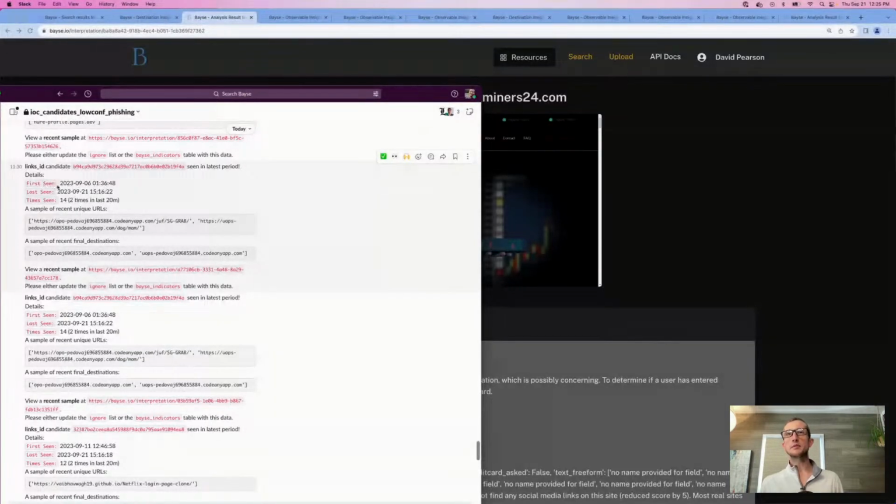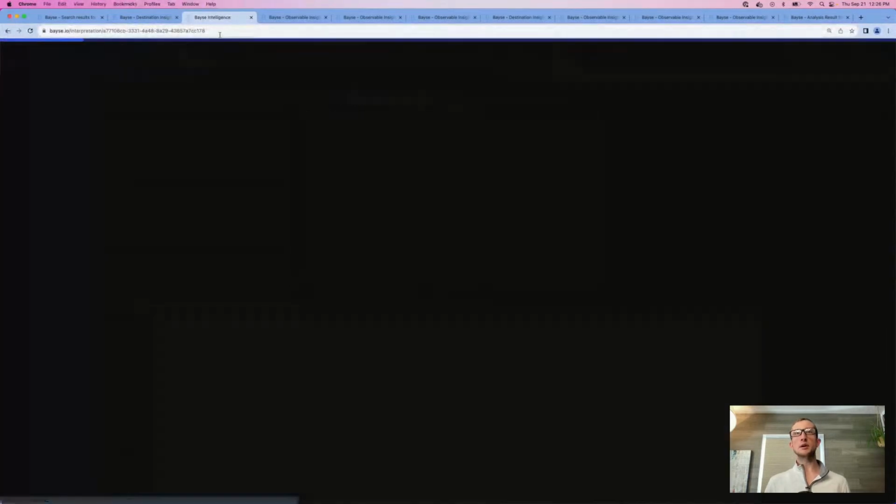And we see that the first time we saw that link ID, that site fingerprint for the links, was 9/6, September 6th, at least just now. And we have a sample of different URLs. We can see that there's two different ones here. One says /dog/mom, and one says sg-grab. So we can actually see one of those results in base to see what they look like.